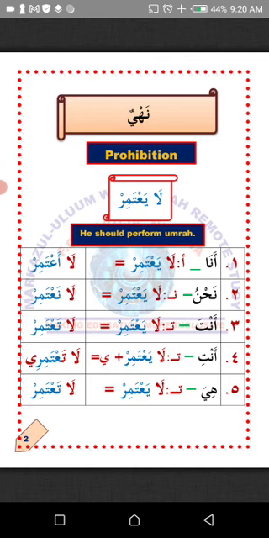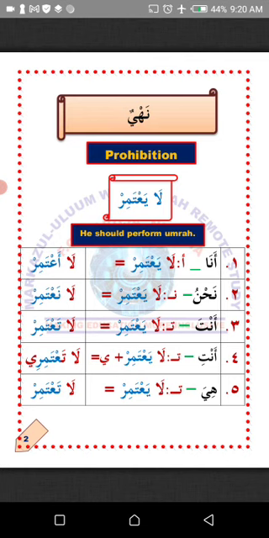He in Arabic is huwa, which is the opposite of hiya, she. So how do we now change the verb la ya'tamir to suit the following pronouns? Wahid, number one. Ana, I. So how do we change the verb la ya'tamir to suit ana? All you need to do is to detach ya'un and attach alifun. So the verb la ya'tamir will now become la a'tamir, which means I shouldn't perform umrah.